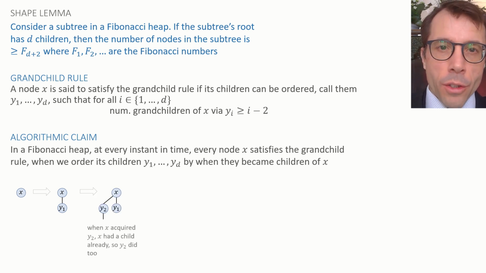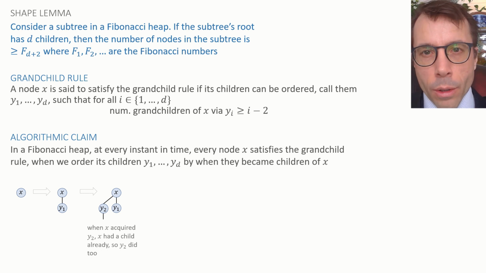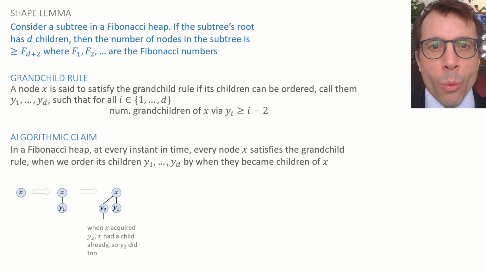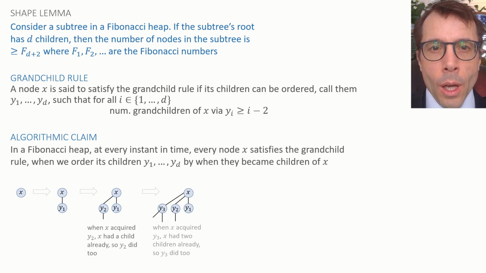And sometime later, x might have gotten a second child. Now, what we know about the merging process is that we only ever merge trees of equal degree. If y2 is the second child that x acquired, then x already had one child at the time, i.e. it had degree 1, therefore y2 must have had degree 1 also. And again, for x's third child, y3, we know that y3 must have had two children, because otherwise it wouldn't have been merged with x.